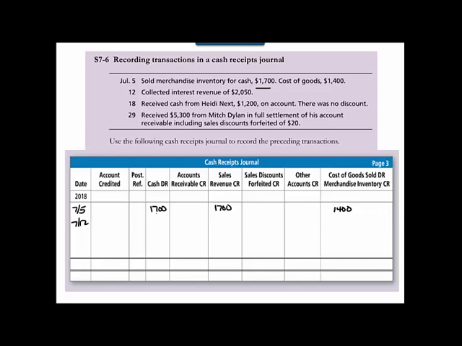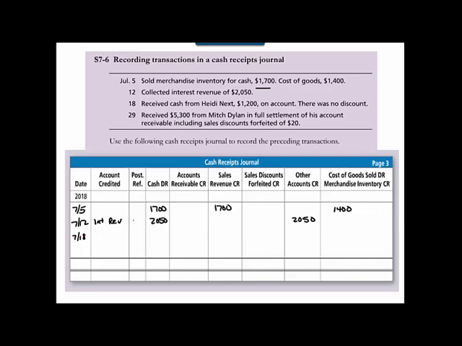And when you're doing this, you can always go back to what you would have done in chapter 2 or 5 or any place. What would I have debited and what would I have credited to help you fill it in here? So I would have debited cash, and it would have gone to interest revenue. So that's going to go under my other, and I have to tell it which account I credited, and that's interest revenue.